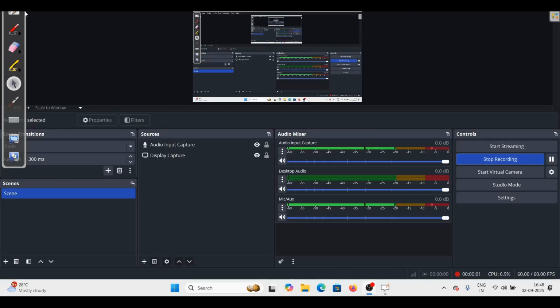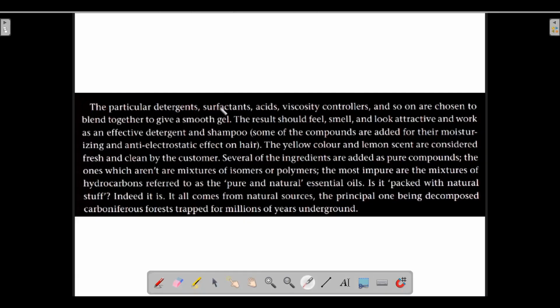Let's move on towards our next paragraph from Clayden book. The particular detergents, surfactants, acids, viscosity controllers, and so on. All these things I have already discussed in the previous lecture, that is lecture number 31. In that I have discussed these things.